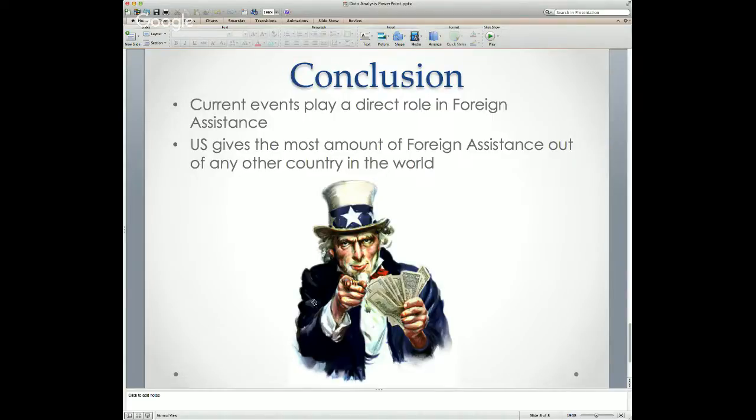And I think the U.S. does this because they want to help, but I also believe that the U.S. protects their own interests and protects the investments that they have in these countries. So I think the amount of money that the U.S. gives is also a political move as well as a helping move.